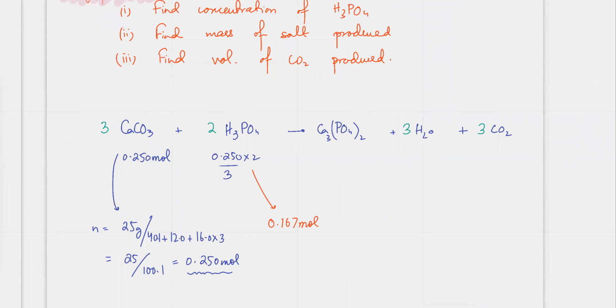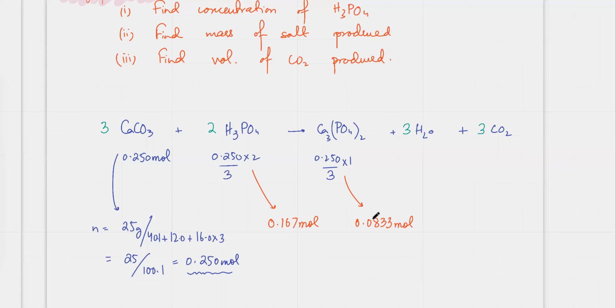What about the next one? I can find the moles of everything. Let me do that. It's going to be 0.250 moles divided by 3 times 1. What do I get for that? 0.083, so you're going to get 0.0833. 3 significant figures, 333 recurring.